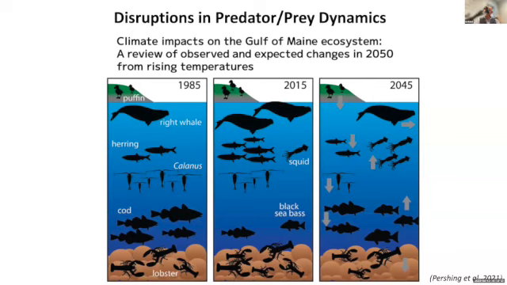This has caused them to search for food elsewhere, where they have engaged and interacted with fishing gear in ways that they haven't in the past because there have never been whales there before. These types of predator and prey dynamics will continue, not just with right whales, but with species like herring and cod. Black sea bass, which is a southern species, and longfin squid, which is another southern species, will increase in abundance.